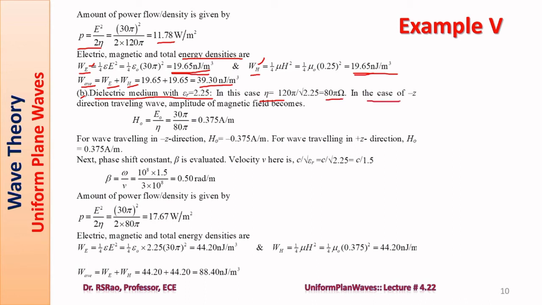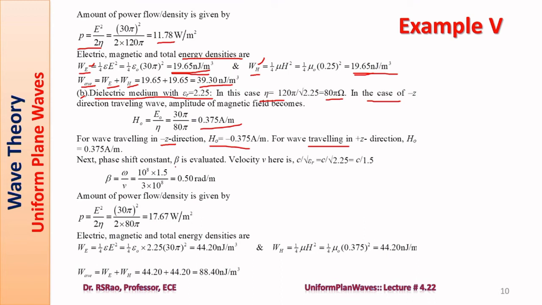In the case of minus z direction traveling wave, amplitude of magnetic field becomes H naught equal to E naught by eta, 30 pi by 80 pi. It turns out to be 0.375 amperes per meter. For wave traveling in minus z direction, H naught is minus 0.375 amperes per meter. For wave traveling in plus z direction, H naught is 0.375 amperes per meter. Note here we are using the fact that electric field, magnetic field and the direction of propagation in a wave form right-handed vector system. Using this particular fact, direction of H is determined.